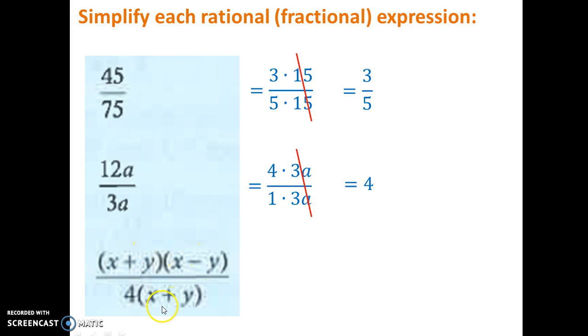All right, look at this last one here. What cancels? If you notice, you have a common factor there. So now that we have more variables in here, but the same principle applies. We have an x plus y here and an x plus y here. Those common factors can be canceled or eliminated because they make 1, and we're left with x minus y over 4.